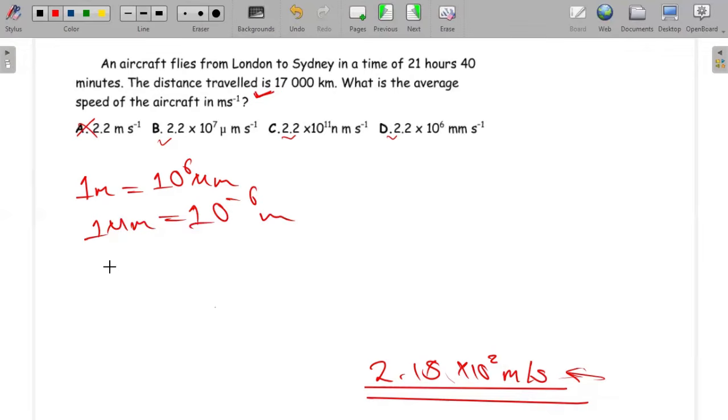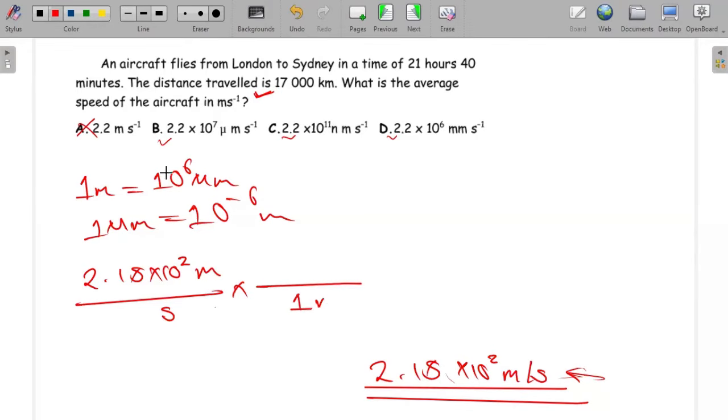What did we say? We're only converting the distance. The time will maintain the second, just like that. What are we going to have in micrometers per second if we convert it? We're going to say 2.18 times 10 to the power 2 meters over second, multiplied by the conversion factor. We're trying to get rid of the meter, so the meter will be down here as 1 meter, then we have 10 to the power 6 micrometers at the top. This meter and that meter will cancel out. So 2.18 times 10 to the power 2 multiplied by this. What answer are we going to get?